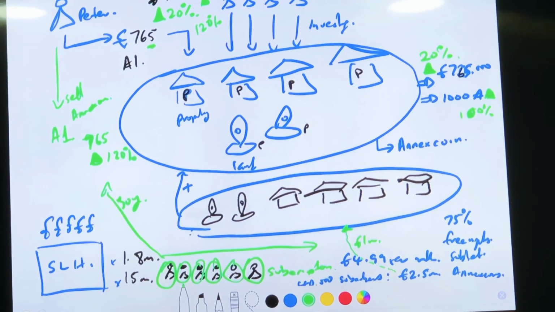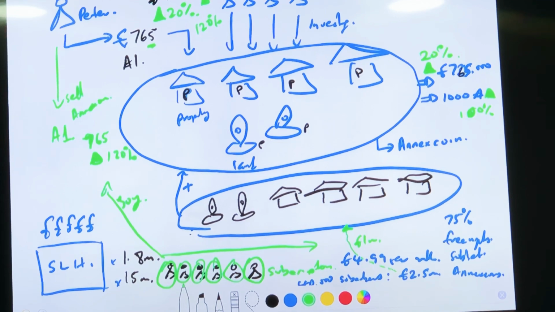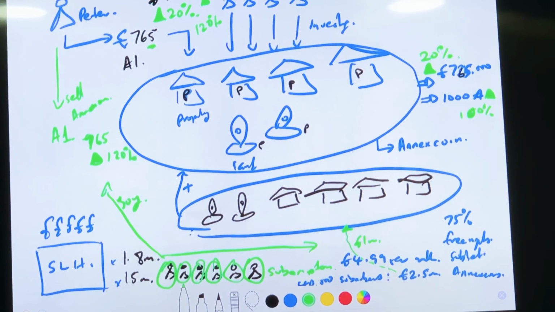Now, why are they buying it? Because the business model is simple. Every single year, we would acquire more assets. And the more assets we acquire, the more your Annexcoin grows. And as your Annexcoin grows, don't forget capital gain as well. But we're also not forgetting the rental income that is coming in as well.